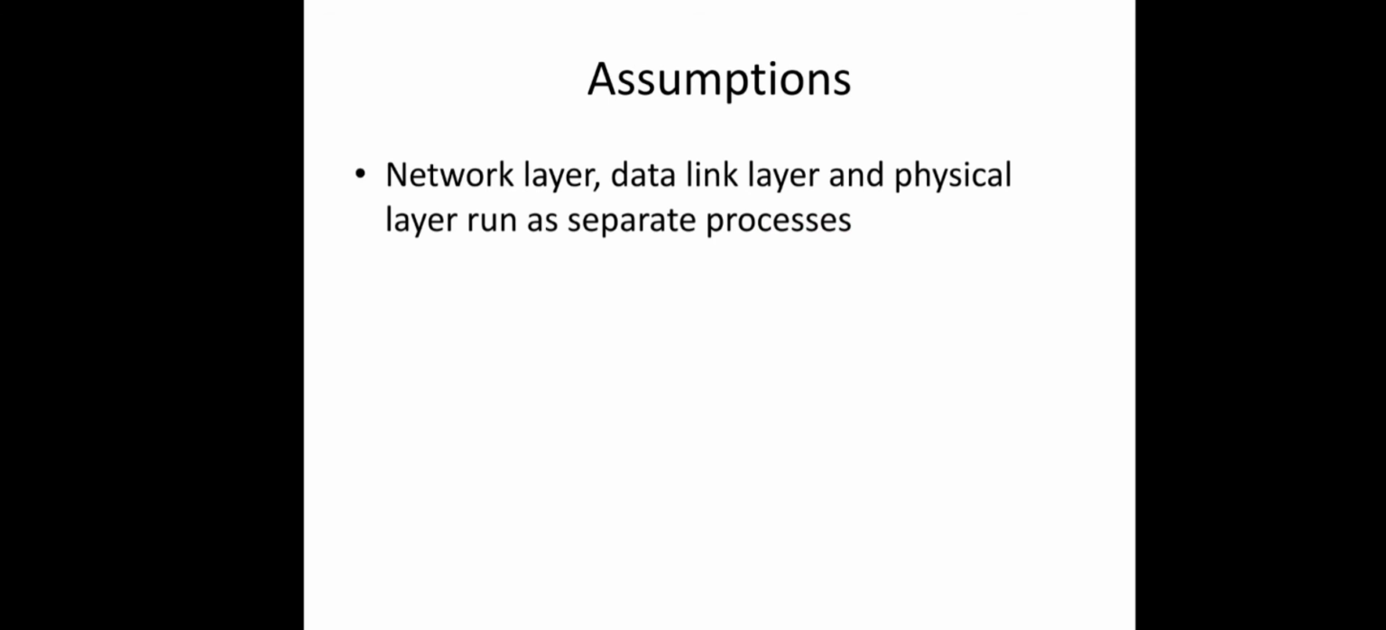Usually the data link layer and physical layer will be there in the network interface card. So the supporting processor inside this network interface card will run the data link layer and physical layer processes, whereas the network layer process will be run on the main CPU.